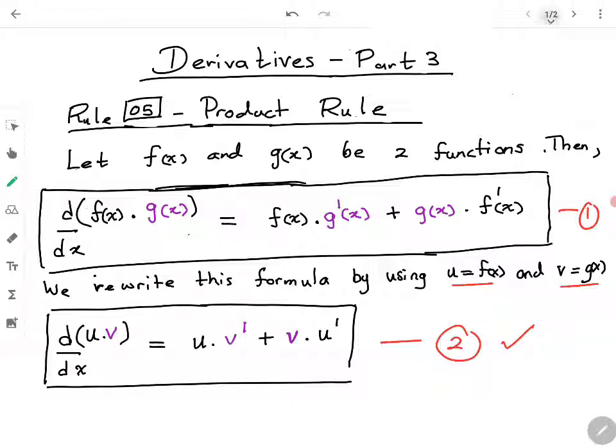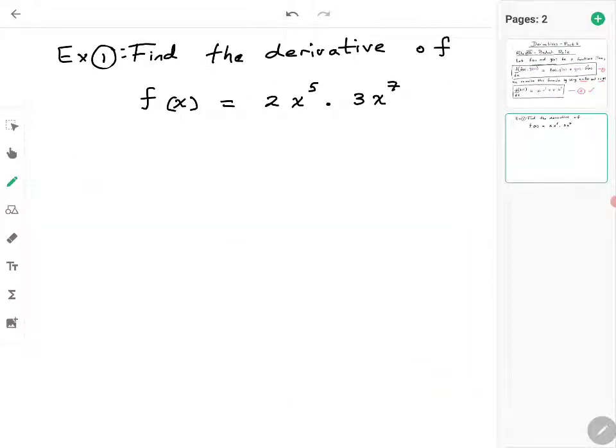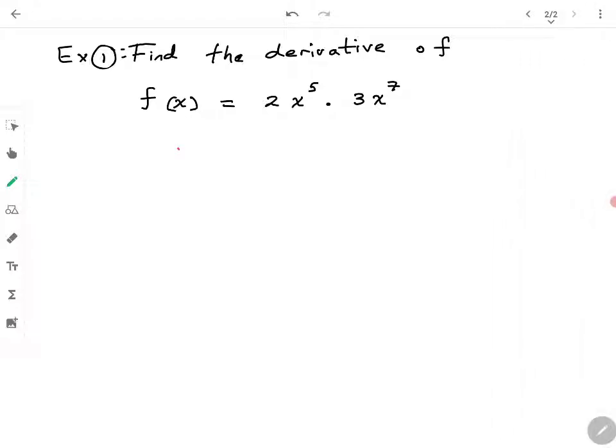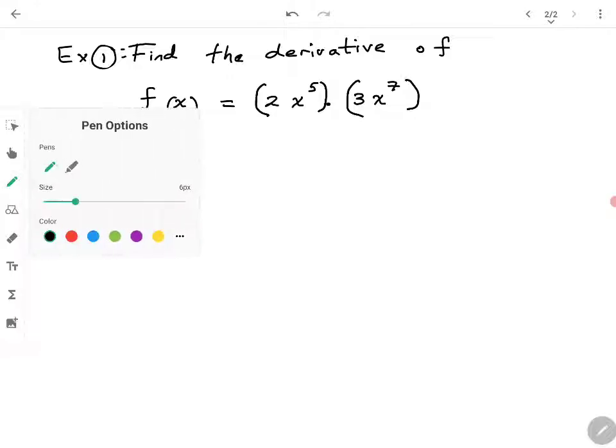Okay, so let me do a simple example to show you how to use the product rule. We have this question: find the derivative of this given function f. You can see this function is made up of two terms or two separate functions. This part, 2 times x to the fifth times 3 times x to the 7th, is a product.